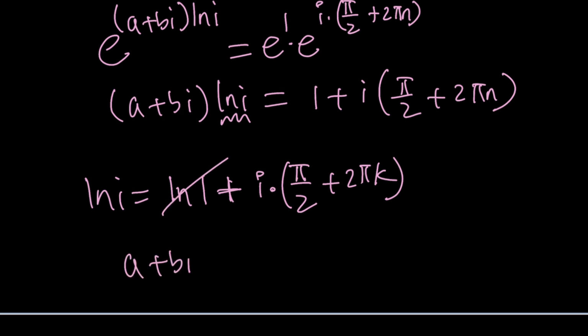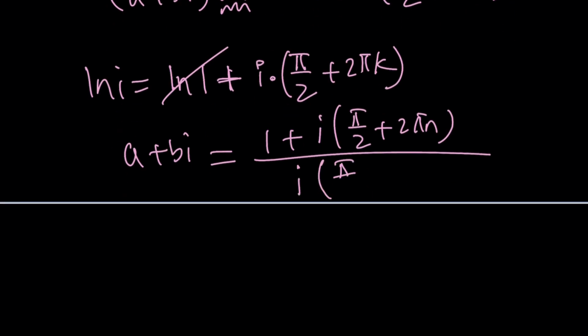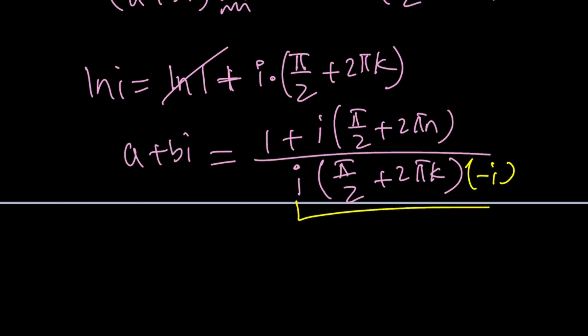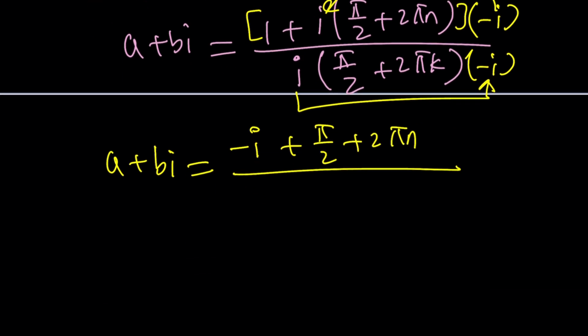So a plus bi is going to be 1 plus i times pi over 2 plus 2 pi n, over i times pi over 2 plus 2 pi k. Interesting, right? And we can multiply the top and the bottom by negative i to get rid of i, because this becomes 1. And here, when you multiply by negative i, you need to distribute. When you distribute, you're going to get negative i, and this is going to be 1 again. So like this. And at the bottom, you're going to have pi over 2 plus 2 pi k.